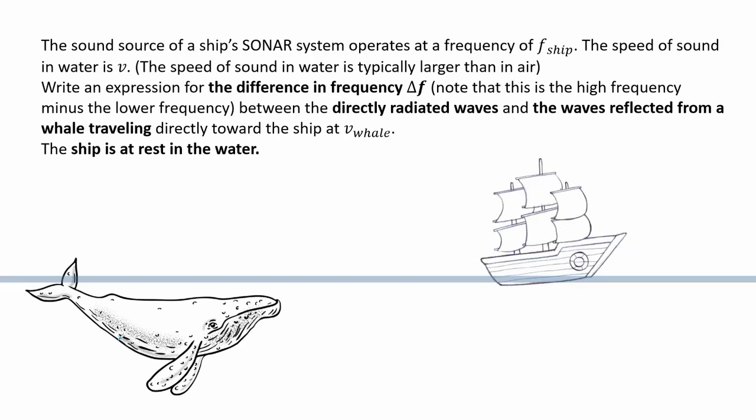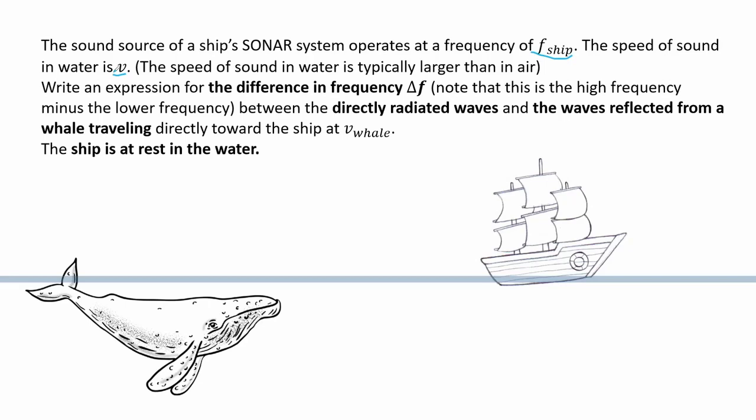The sound source of a ship sonar system operates at a frequency of F ship. The speed of sound in water is denoted as V. The speed of sound in water is typically larger than in air. This is the nature of it because there's more particles closely concentrated together.